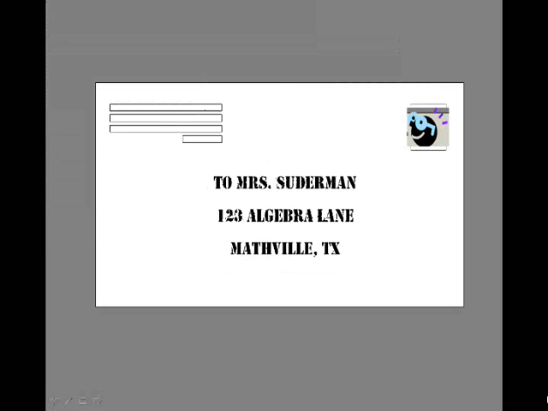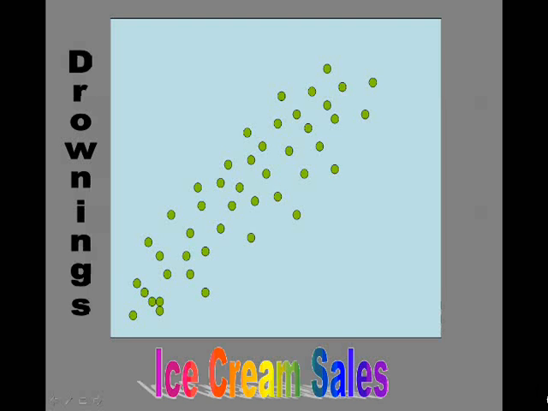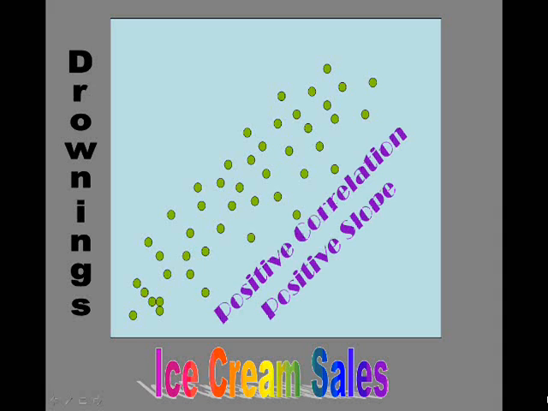Oh, I just received a letter from John. Let's check it out. Yes, it is the data he must have collected. We have the ice cream sales versus the number of drownings. And what kind of correlation and slope does his research present? Well, what do you think? It is a positive correlation with a positive slope.